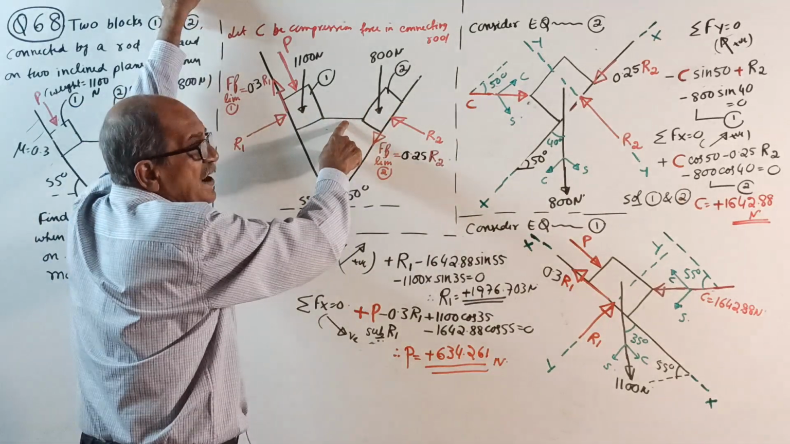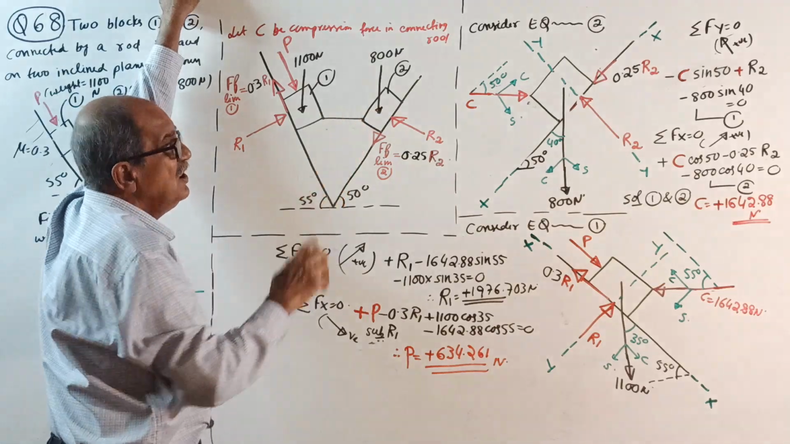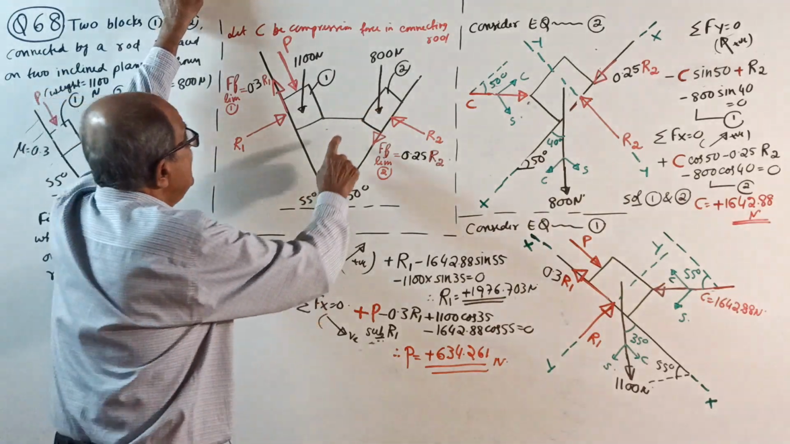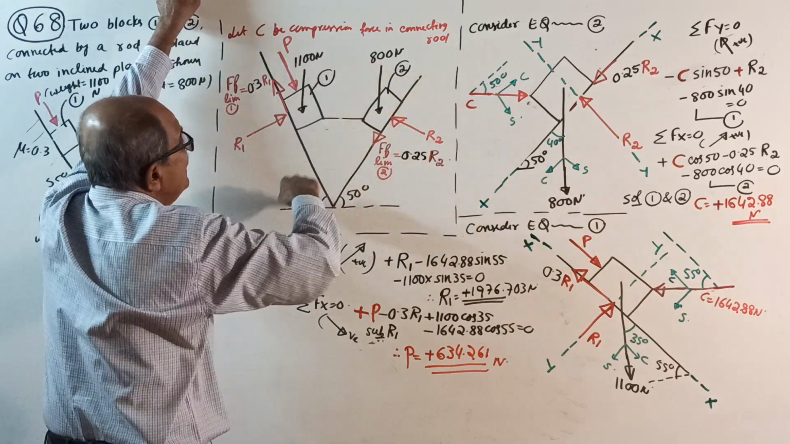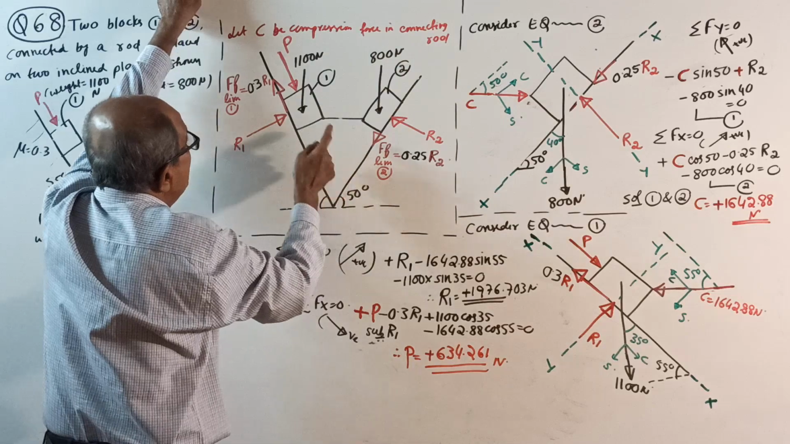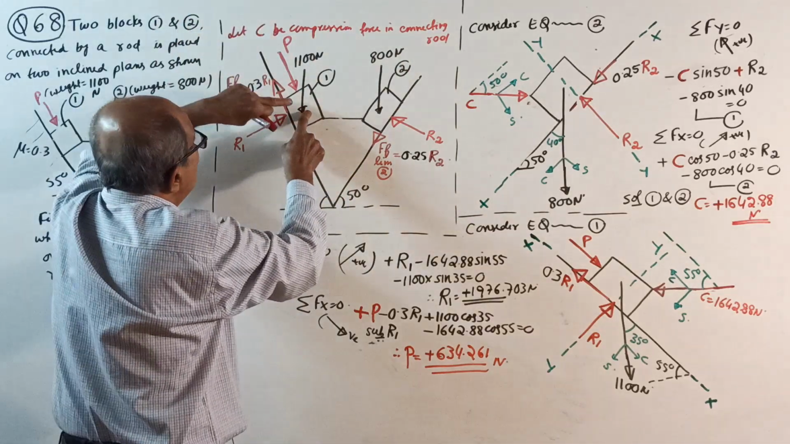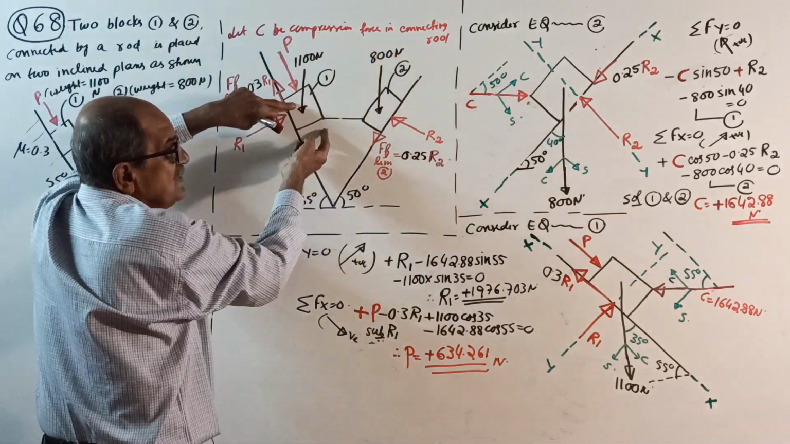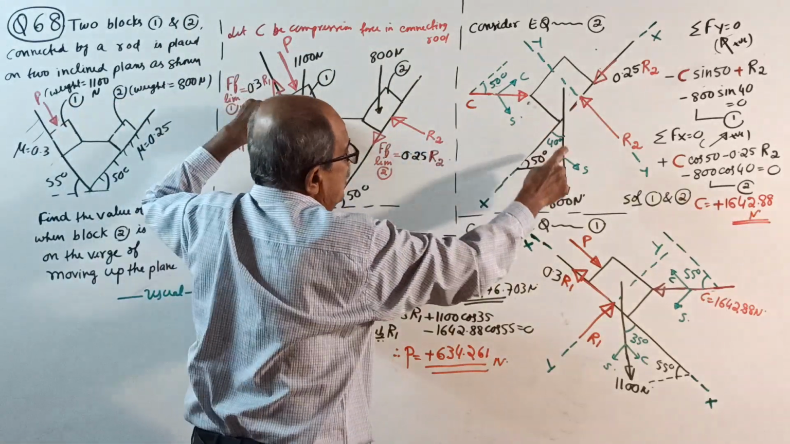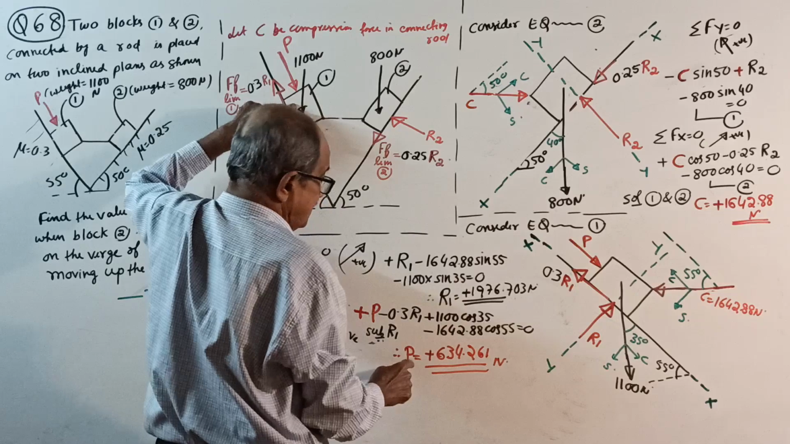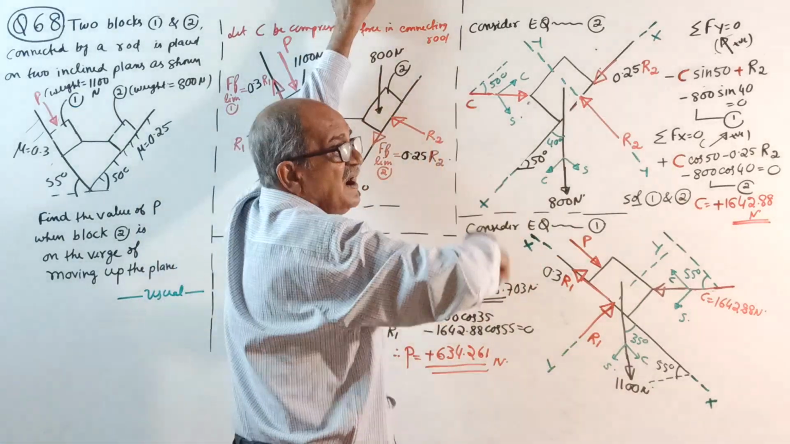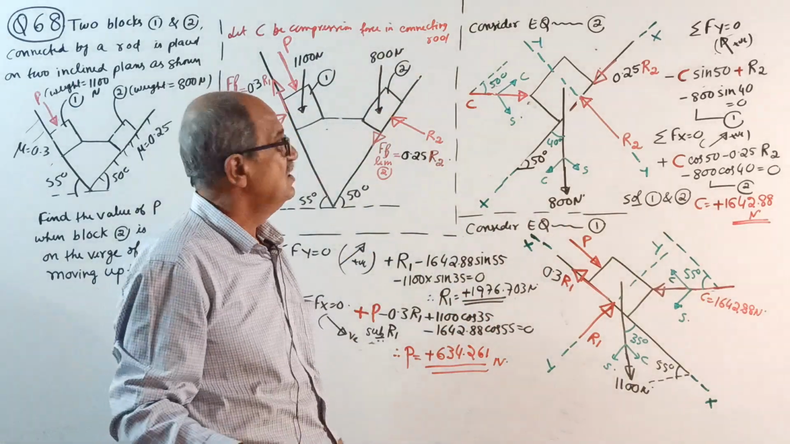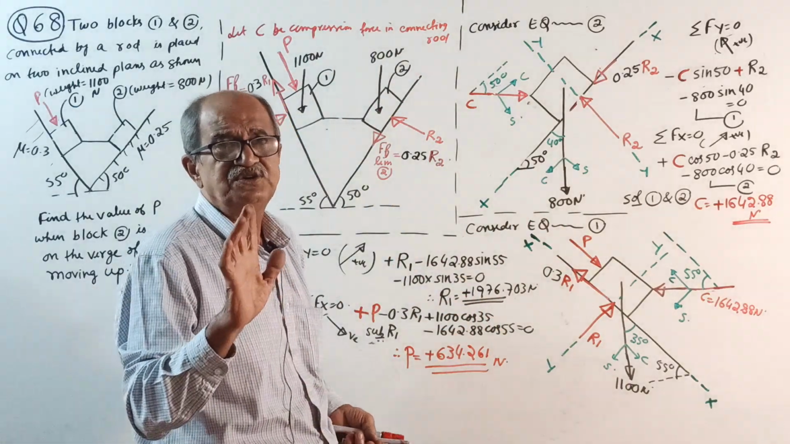So if they give the weight of the rod as, for example, 200 Newton, it will press this down by 100 and press that down by 100. So then this one has a load of 1100 plus another 100, and this will be 800 plus another 100. That's all, but the next question, I will give it.